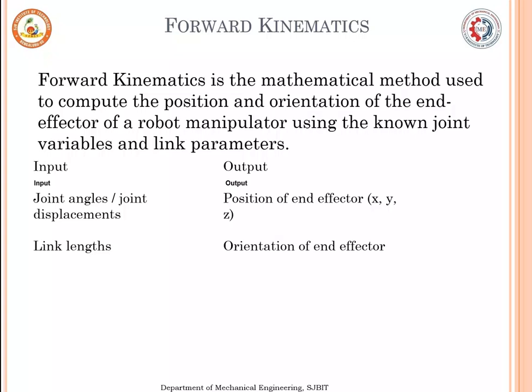So the input and output with respect to forward kinematics: we give the input, and we have to get the output from the robot. So like this, in forward kinematics, we consider these link parameters and the joint variables to get the required output.